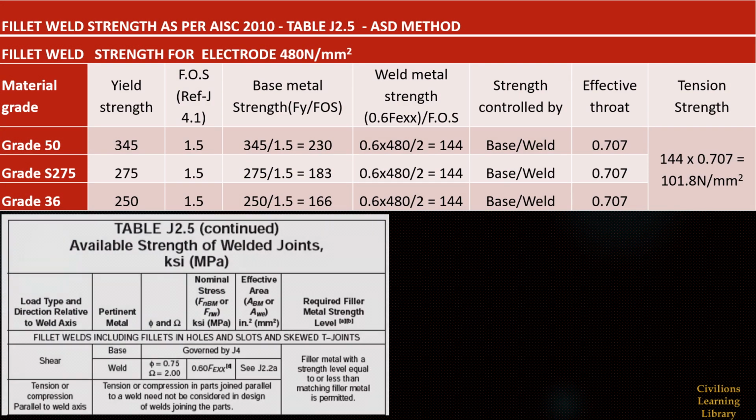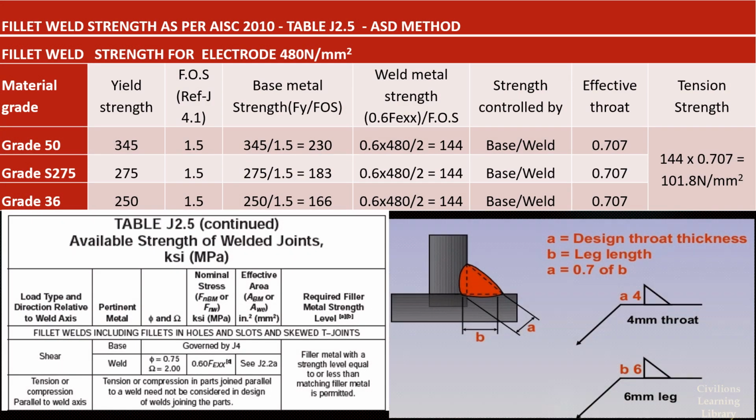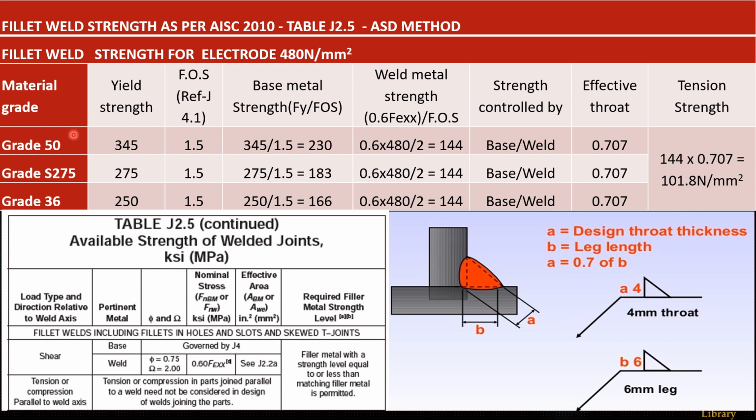First, we will see fillet weld strength as per AISC 2010 Table J2.5, ASD method. Here we listed three grades: grade 50, 275 and 36. We will see grade 50 as an example here. For grade 50, the yield strength value is 345 N/mm². Factor of safety is 1.5.